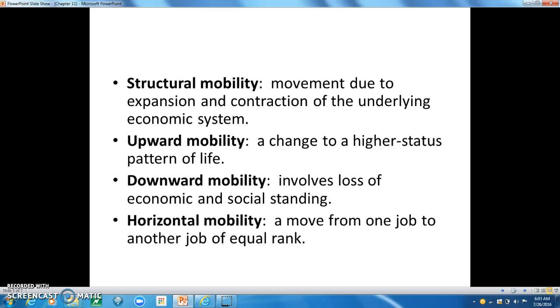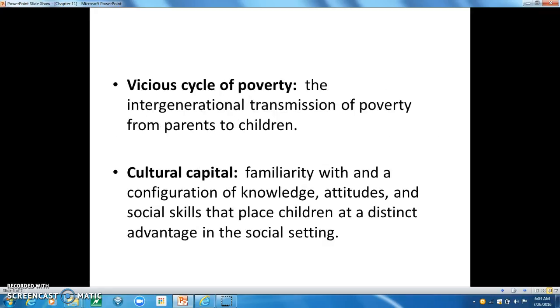Horizontal mobility is a move from one job to another job of equal rank, and most Americans do move horizontally. There is a vicious cycle of poverty, which is the intergenerational transmission of poverty from parents to children. And then you need to know what cultural capital is. This is familiarity with and a configuration of knowledge, attitudes, and social skills that place children at a distinct advantage in the social setting.